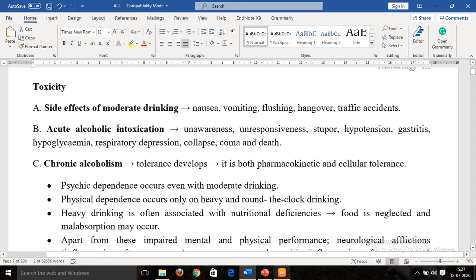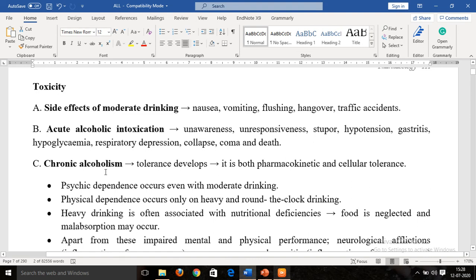In case of acute alcoholic intoxication, because of increased consumption, if toxicity has taken place, it will result in unawareness. The person will be in a confused state, will not be aware of what is going on around. Unresponsiveness towards the surroundings or the stimuli. Then stupor, the person may be lying flat. Hypotension may be precipitated, or gastritis, that is inflammation of the stomach. Hypoglycemia, respiratory depression may take place. At times respiratory collapse may be precipitated. Even the person may go into coma and even die.